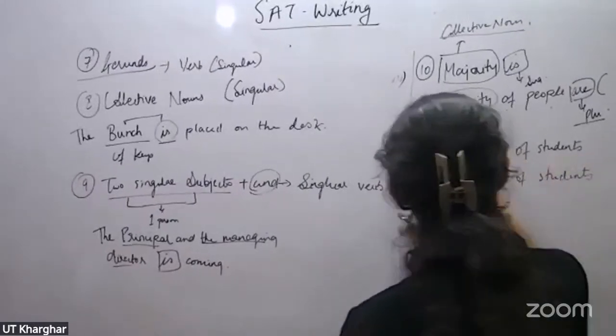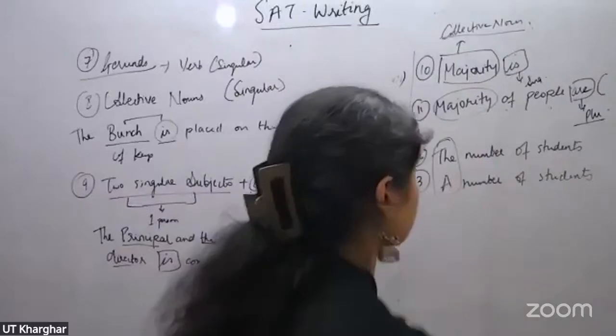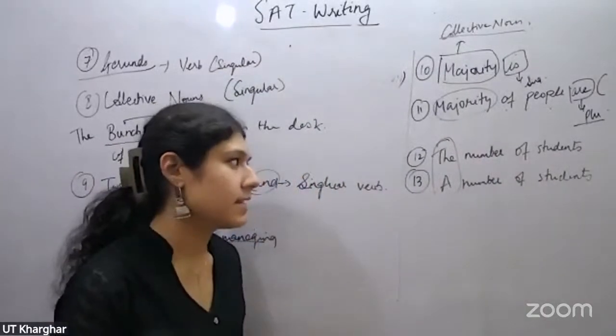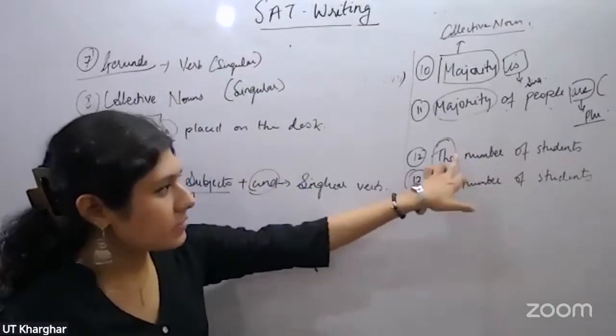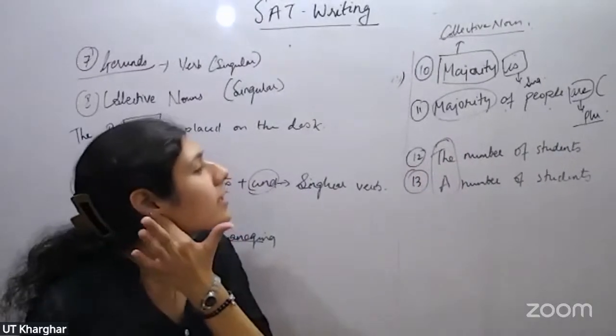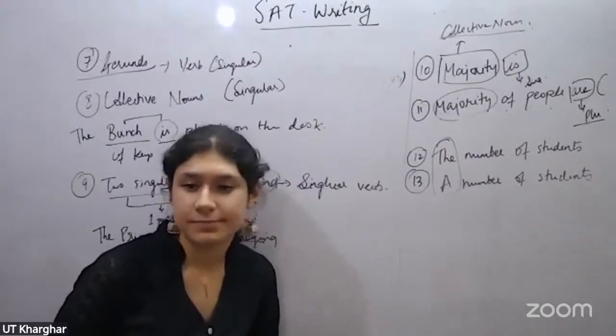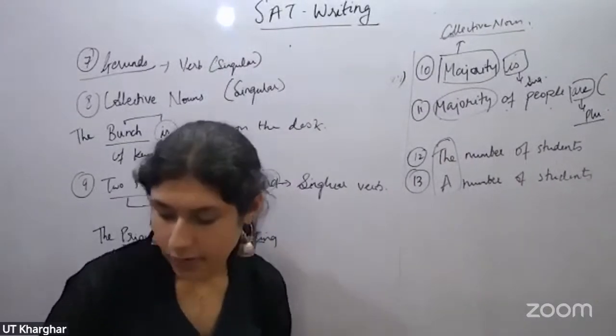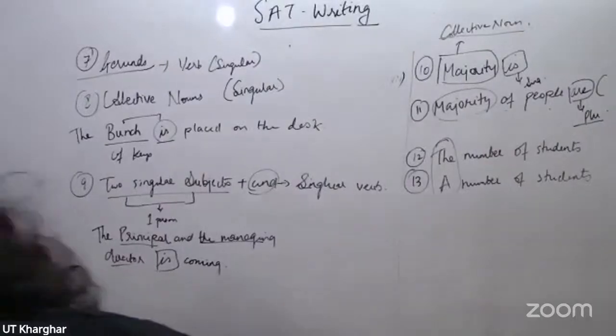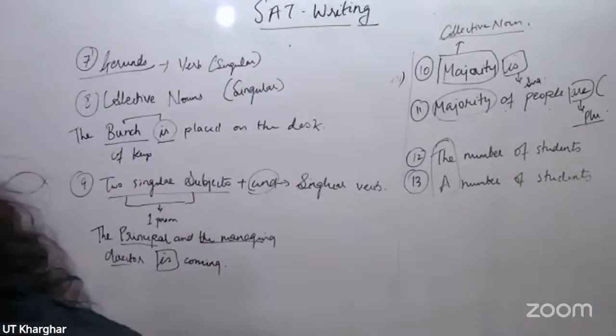I have used two different determiners in two different sentences. Can you tell me what is the difference in the sense? What is the meaning of "a number of students" and "the number of students"?